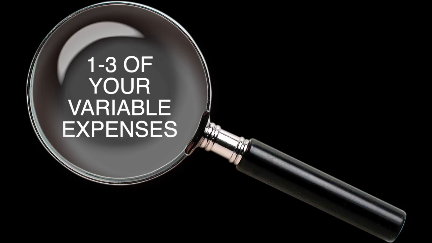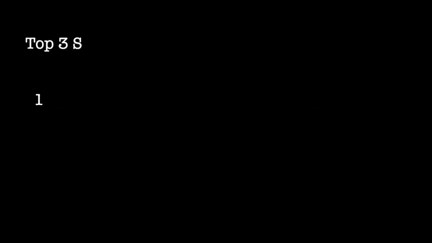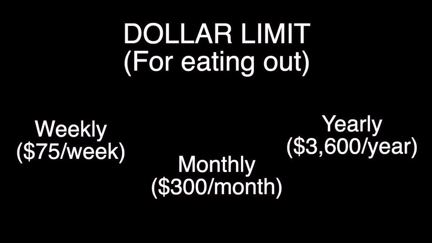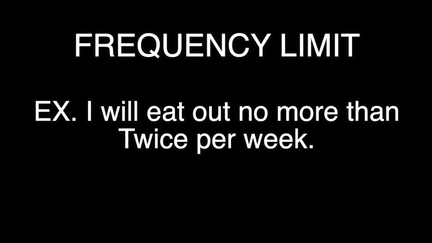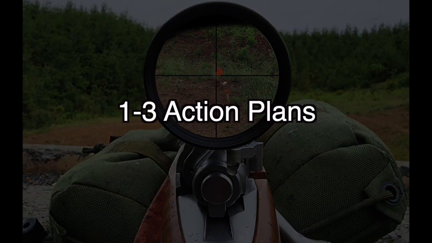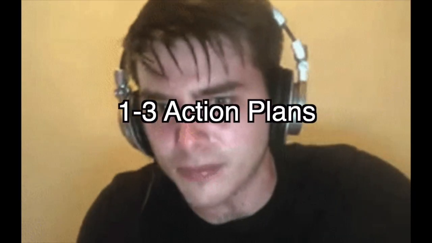Let's recap what an action plan should be. First, you need to identify a specific variable expense. The expenses you choose to reduce would be in line with your spending values that you created in part 3. Second, you set yourself a dollar limit, either weekly, monthly, or yearly, depending on what the expense is. Third and last, set yourself a frequency limit if applicable, so that you reduce the amount of times you expose yourself to spending on this item. Altogether, aim to lock in and follow 1 to 3 action plans at a time to avoid overcomplicating your budget.